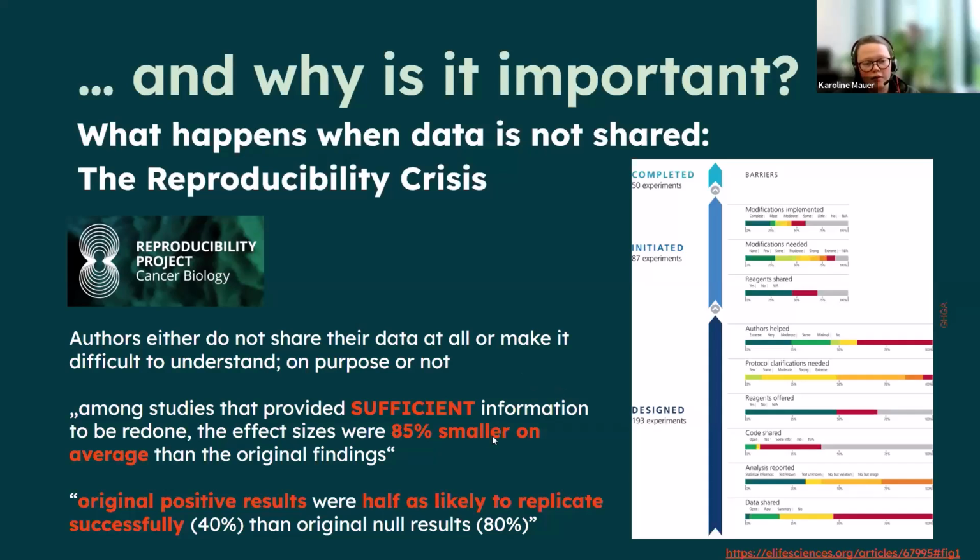And they find that among the studies that provided the sufficient information to be redone, the effect sizes were on average 85% smaller than the original findings. And positive results were half as likely to replicate successfully than null results. And in the figure on the right, you can see the number of experiments they designed and the number of experiments they completed, and also the barriers they faced. And I want to highlight here that all of the protocols needed clarification. So there was not a single experiment that could be done only with the methods section of a paper.